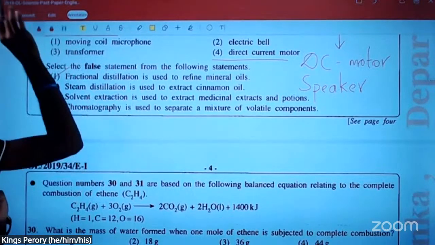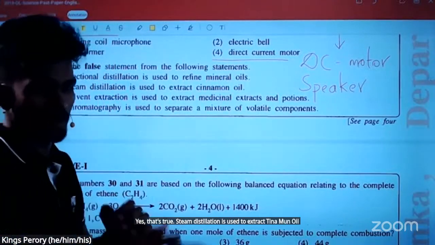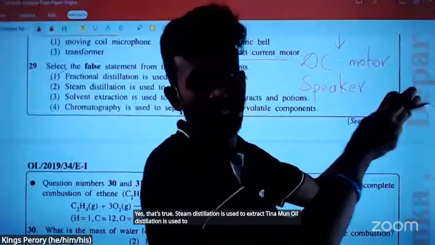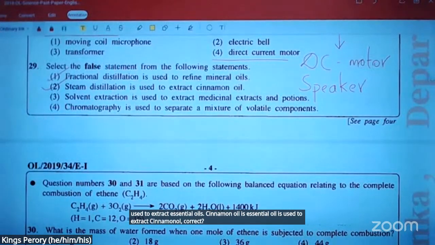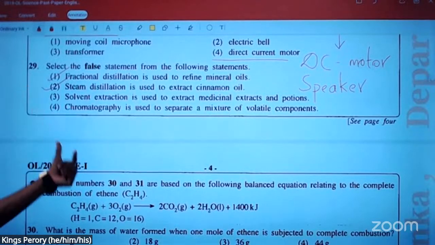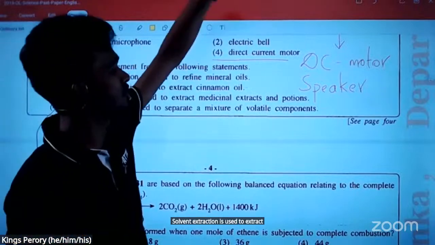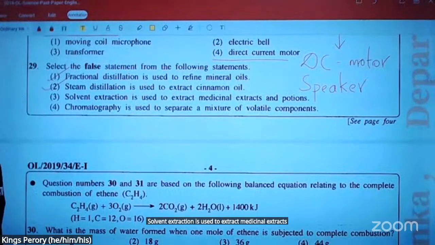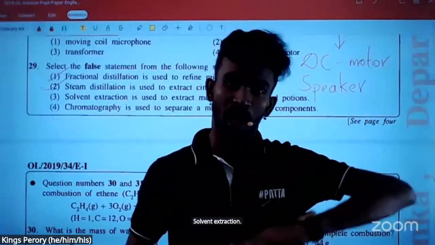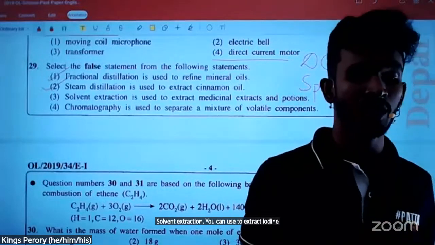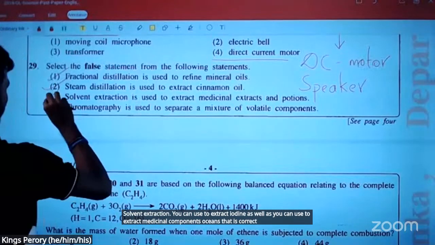Steam distillation is used to extract cinnamon oil. How do you know? Steam distillation is used to extract essential oils, and cinnamon oil is an essential oil. Correct. Third, solvent extraction is used to extract medicinal extracts and potions. Correct. Solvent extraction you can use to extract iodine, as well as medicinal components in potions. That is correct.